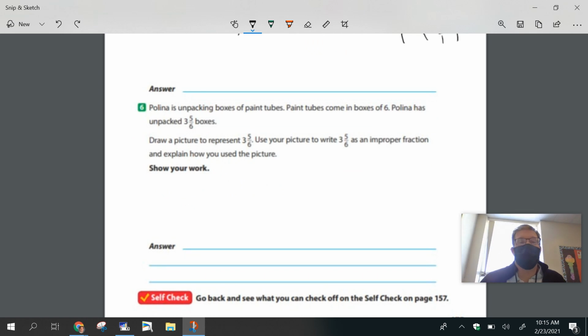Paulina is unpacking boxes of paint tubes. Paint tubes come in boxes of 6. Paulina has unpacked 3 and 5/6 boxes. Draw a picture to represent 3 and 5/6. Use your picture to write 3 and 5/6 as an improper fraction and explain how to use the picture.